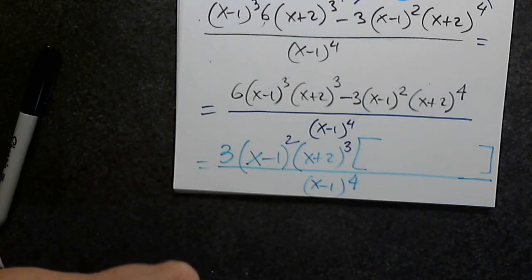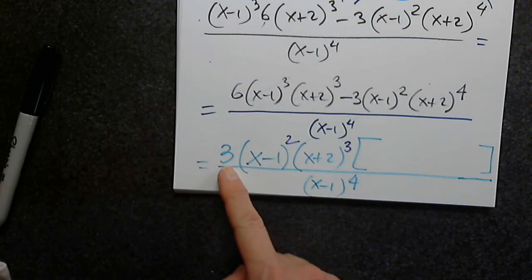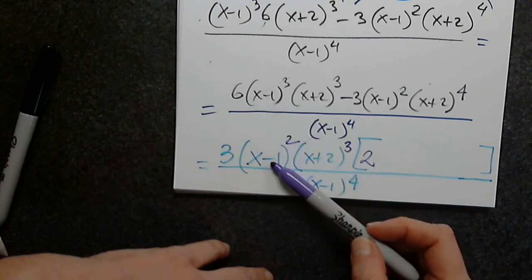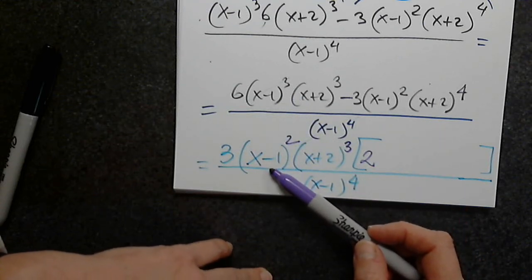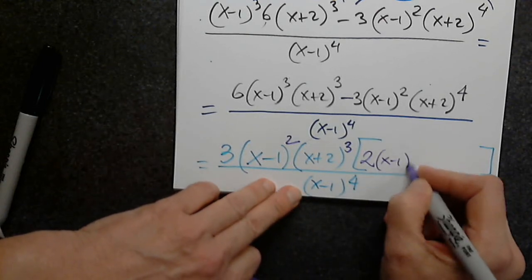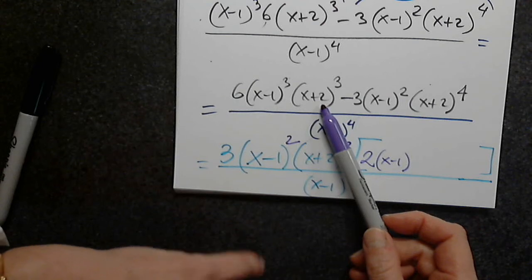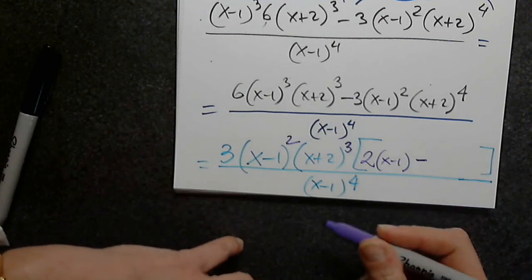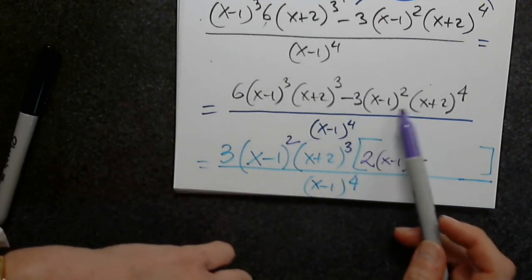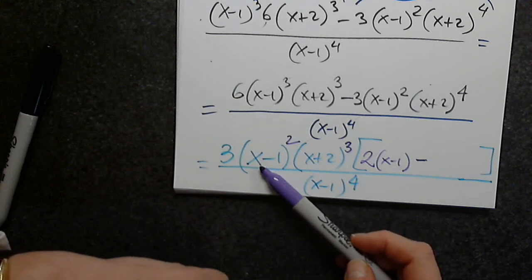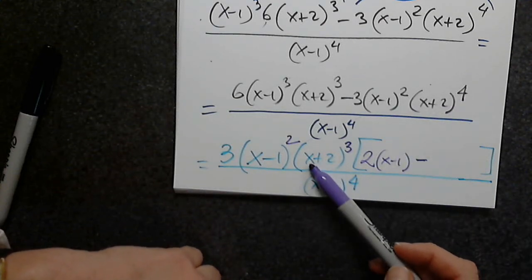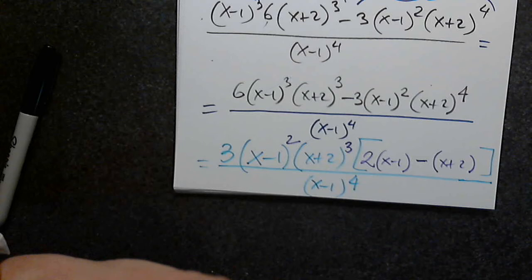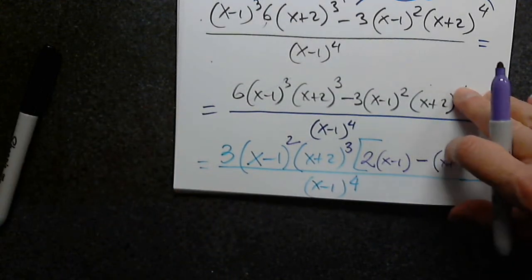Now let's see what is left. From 6, I pulled out a 3. What is left? 2. From x minus 1 cubed, I took out 2 of those. What is left? In parentheses, very good. From x plus 2 cubed, I took all of them out. I reached this stage with minus. 3 is out. From x minus 2 squared, I took all of them out. But from x plus 2 to the fourth, I only took out 3 of those. So what is left? Yes, you have to put in parentheses, or you remember that you have to distribute a negative sign. It's up to you.